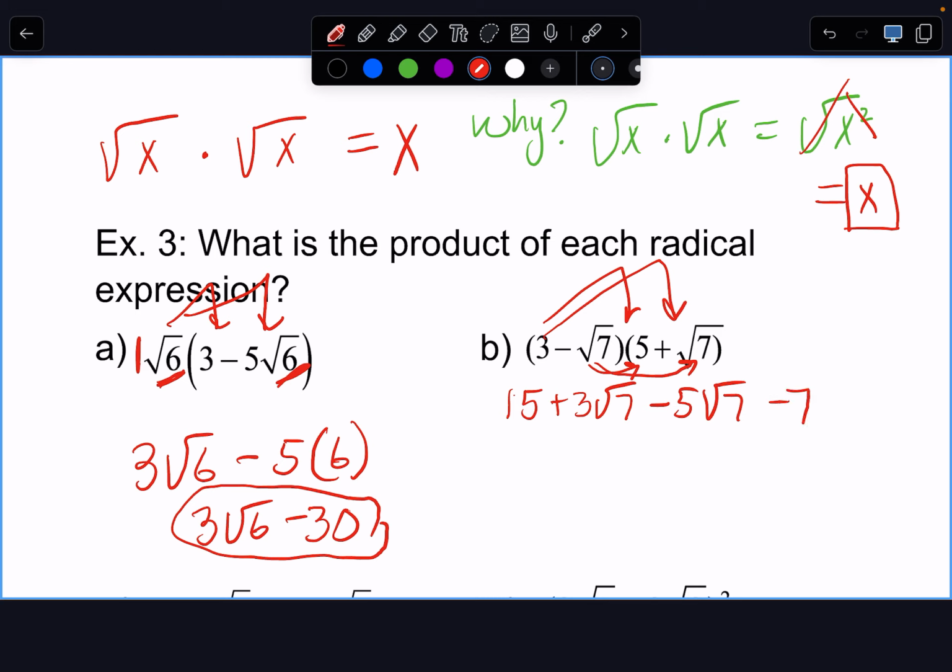Now add like terms, guys. What's 15 minus 7? 8. 3 square roots of 7 minus 5 square roots of 7. Woohoo! Excellent, gentlemen. Proud of you, bro.